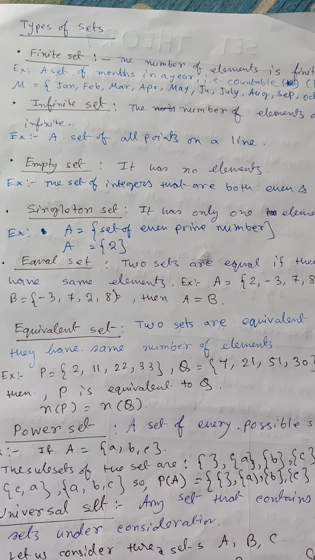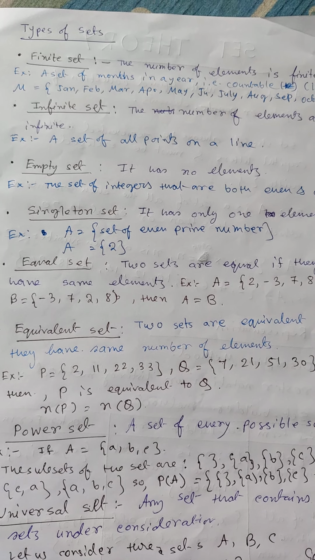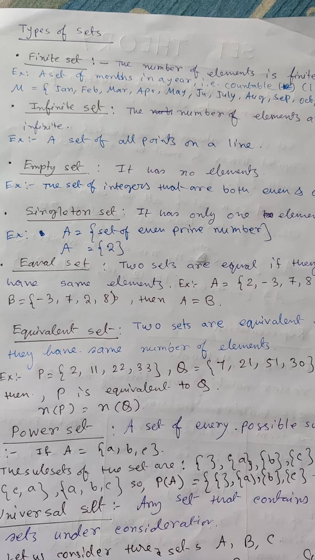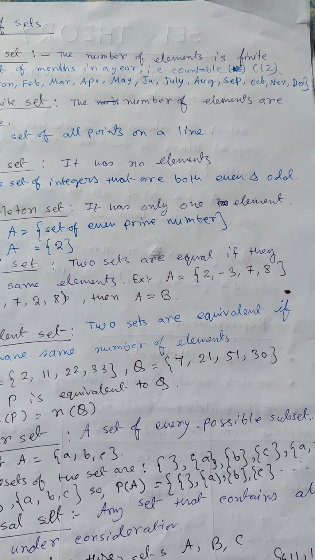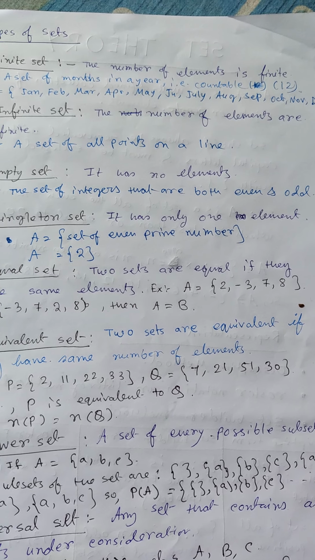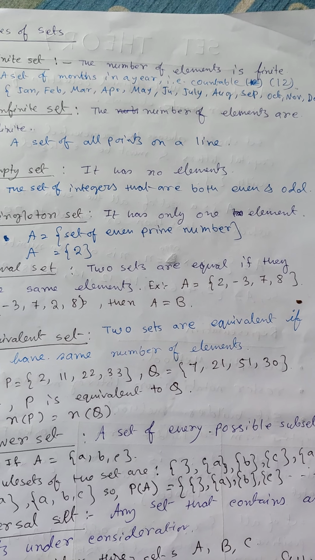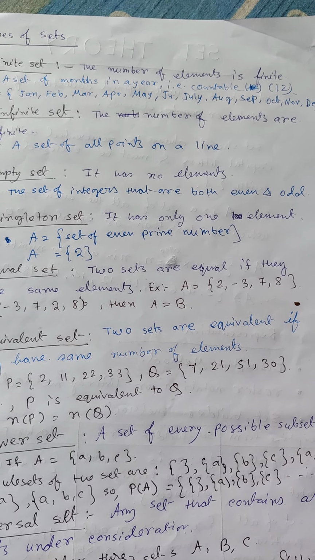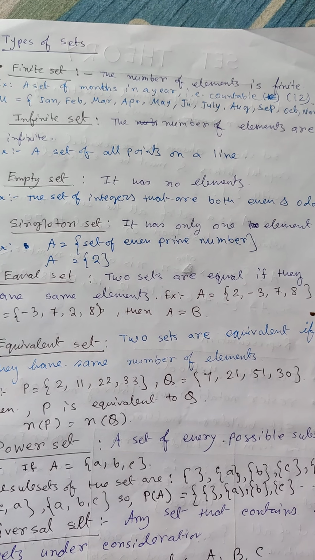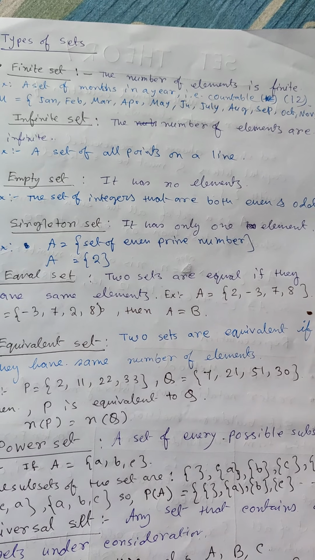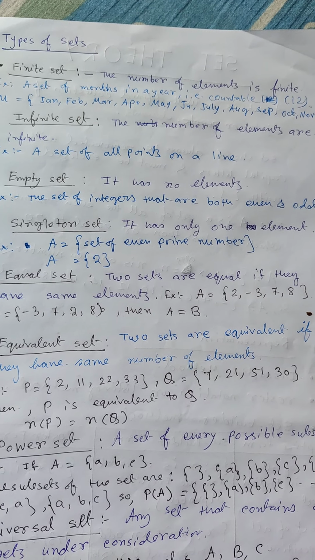Now the empty set. When there are no elements in a set, it is called an empty set. Like the set of integers that are both even and odd. We couldn't find any integer which can be both even and odd. So this description is for an empty set.